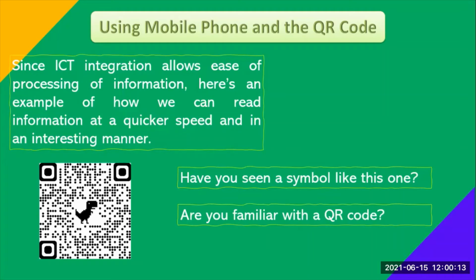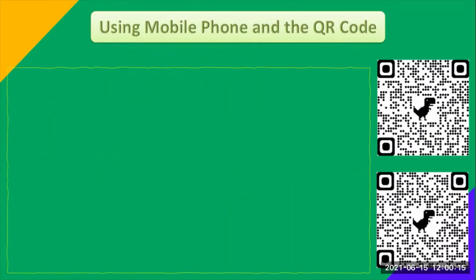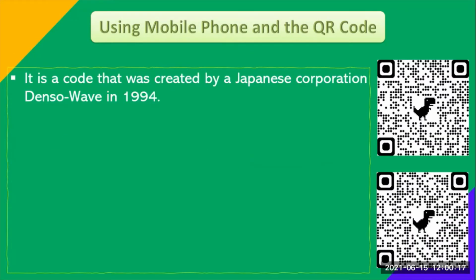Are you familiar with QR code? I'm sure you're very familiar, no? So when we say QR code, it is a code that was created by a Japanese corporation, Denso Wave, in 1994. QR stands for quick response. Again, we have two QR codes at the side of our screen. You can scan them and then please read the content.